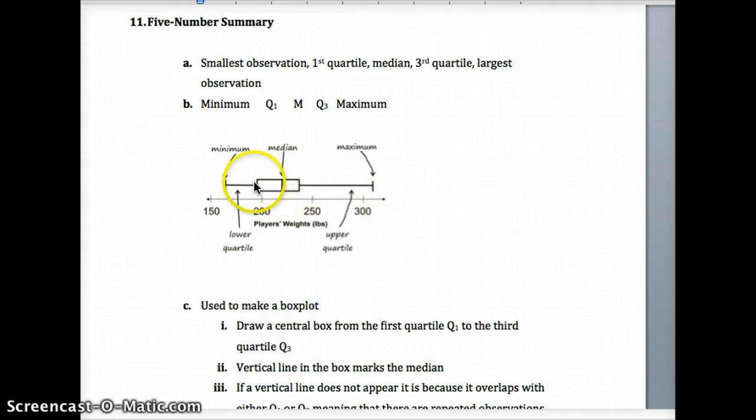Now this lets me know where the middle 50% of my data is. So it shows me a lot about skew here. We can see we have more data over here, so this looks like it's slightly skewed right.